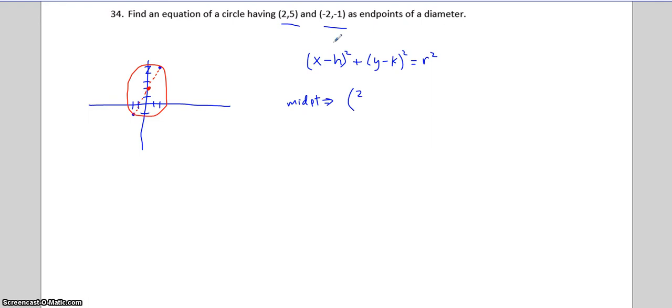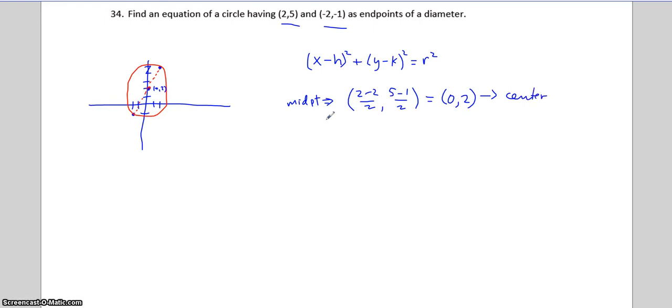So on the x side we have 2 minus 2 divided by 2 to get the average, and then for the y coordinates we have 5 minus 1 divided by 2. That equals 0, and then 5 minus 1 is 4, divided by 2 is 2. If we look at our sketch, 0, 2 looks about right, so that passes the reasonableness test. That gives us our center.